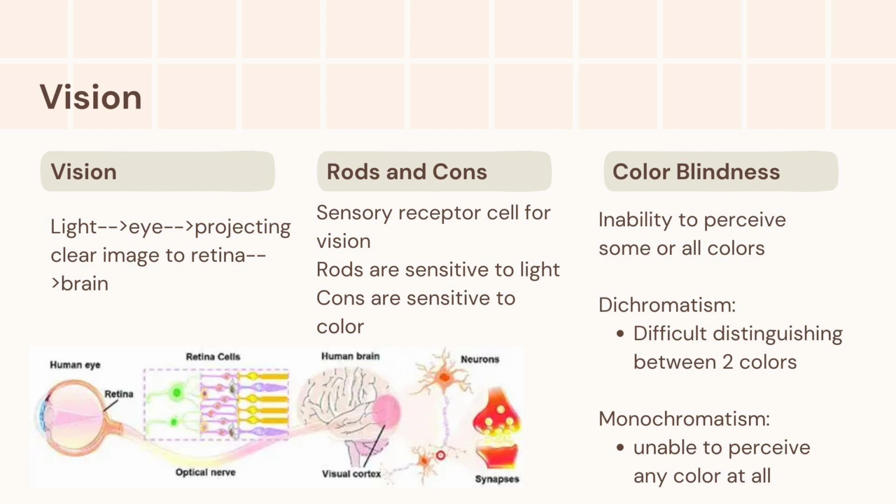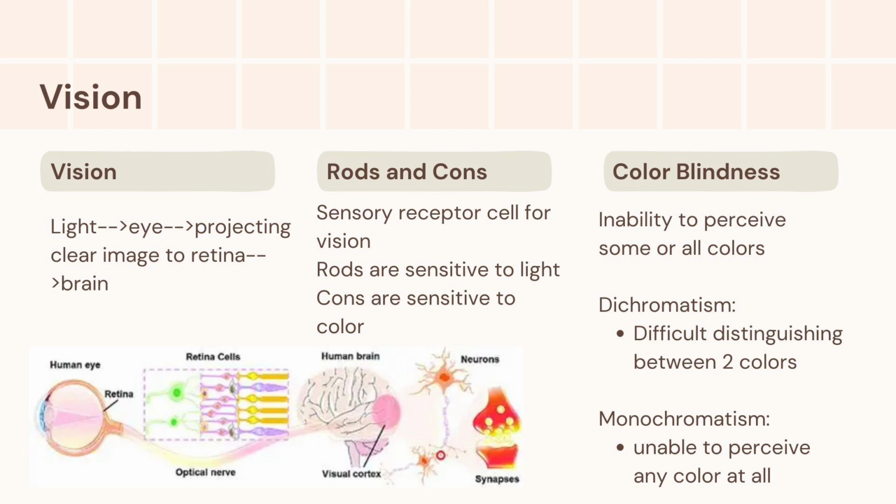Dichromatism is the difficulty distinguishing between two colors. For example, people find it hard to determine the difference between red and green. And monochromatism is being unable to perceive any color at all. So basically they can only see black, white, and gray, or maybe most of the colors are gray.